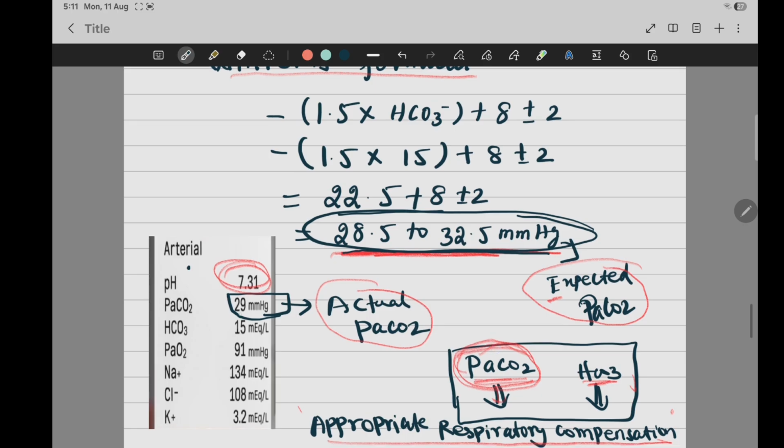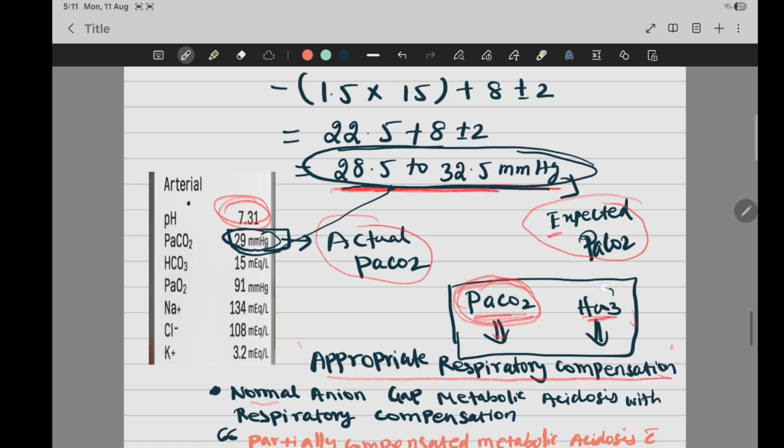How much are we getting? 29. Expectation is 28.5 to 32.5. Now it is inside the range, so it is compensating. What happened? Whenever bicarb comes down to 15, PaCO2 also comes down. As I told you before, as one goes up, the other also goes up; as one comes down, the other also comes down. This is the compensation mechanism. So what is happening here? PaCO2 is coming down, so this is appropriate respiratory compensation.